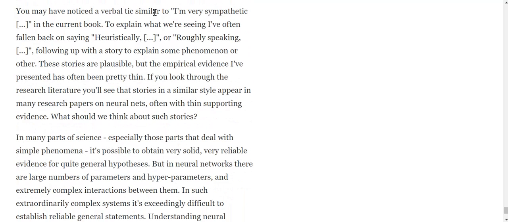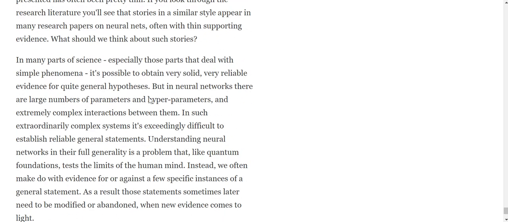You may have noticed a verbal tic similar to "I am very sympathetic" in the current book. To explain what we are seeing, I've been falling back on saying "heuristically so and so" or "roughly speaking so and so," following up with a story to explain some phenomenon or other. These stories are plausible, but the empirical evidence I've presented has often been pretty thin. If you look through the research literature, you'll see that stories in a similar style appear in many research papers on neural nets, often with thin supporting evidence.